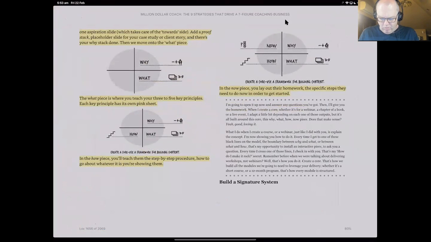Great. So we've got the what piece. In the how piece, you'll teach them a step-by-step procedure about how to go about whatever it is you're showing them. Okay, that's one sentence that could contain a hell of a lot.